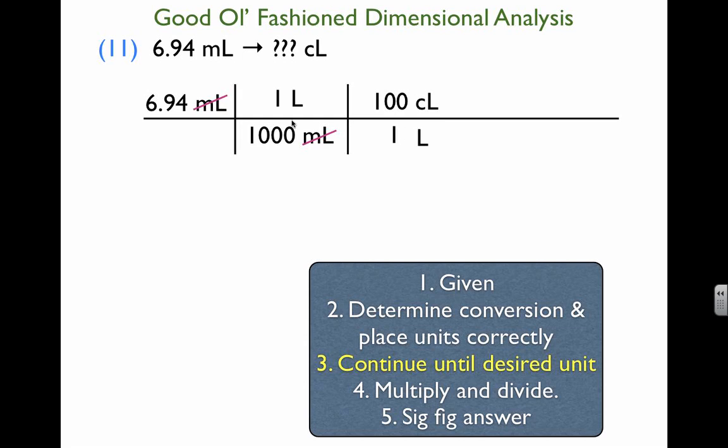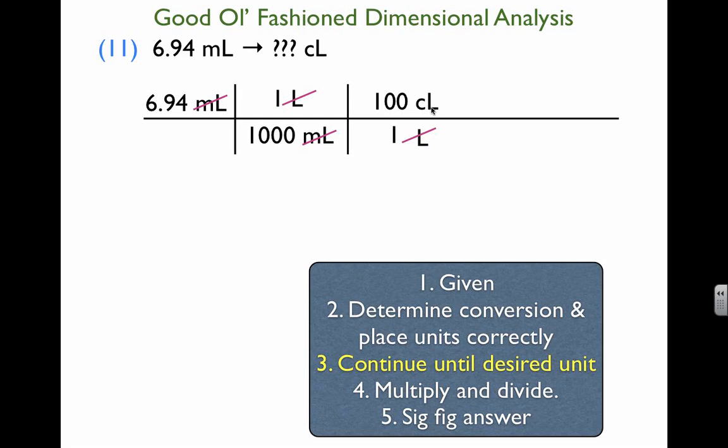So let's just back up for a second. We started with this unit. That was our given. We determined the conversion and we placed the units on the opposite sides of this picket fence to cancel. We used the definition of what a milliliter is to write this conversion factor. We did the same thing with this one to go from liters to centiliters. And again, all of our units that have canceled out leave us with centiliters, which is what we want.